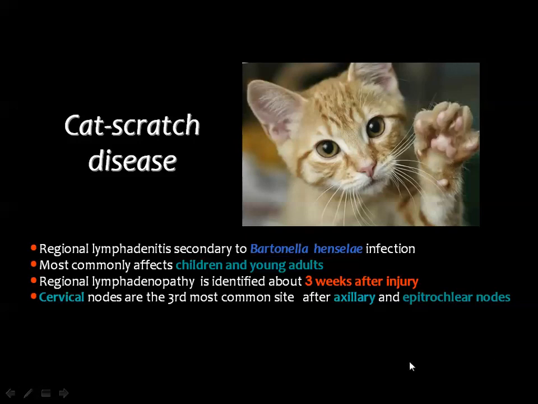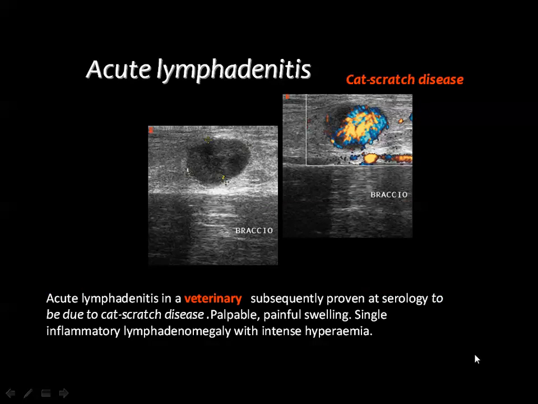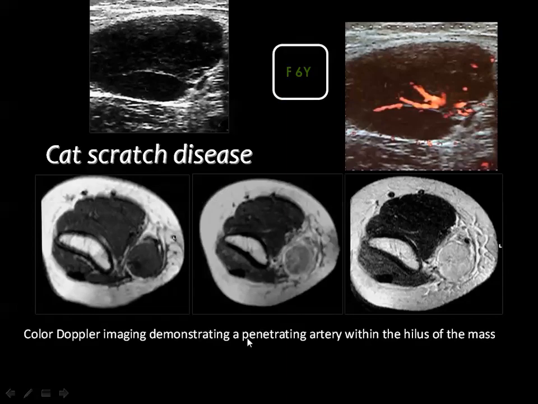Cat scratch disease is a regional lymphadenitis secondary to infection by this organism due to cat scratch. And the lymphadenopathy is usually seen in the elbow, and sometimes the axilla may be affected, and the cervical lymph nodes may be also affected. But what's important for us here is the presence of lymphadenitis of the epitrochlear lymph nodes near the elbow, which will form a soft tissue mass that can be mistaken for a soft tissue tumor.